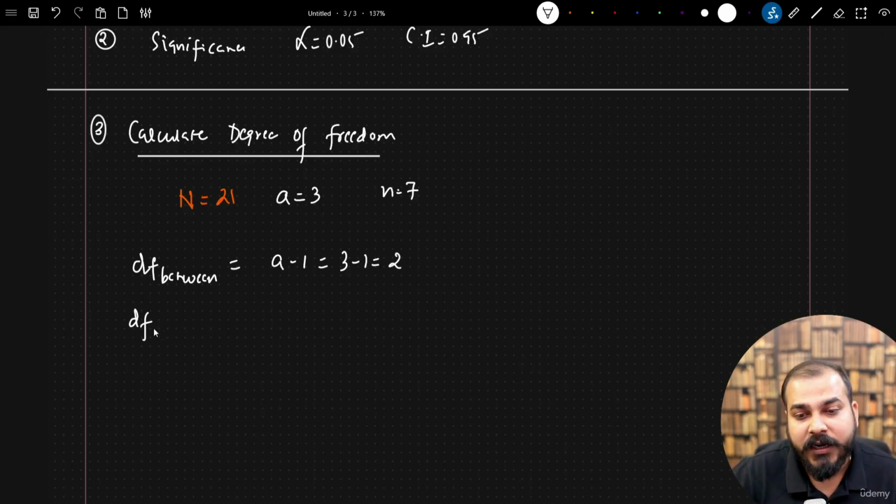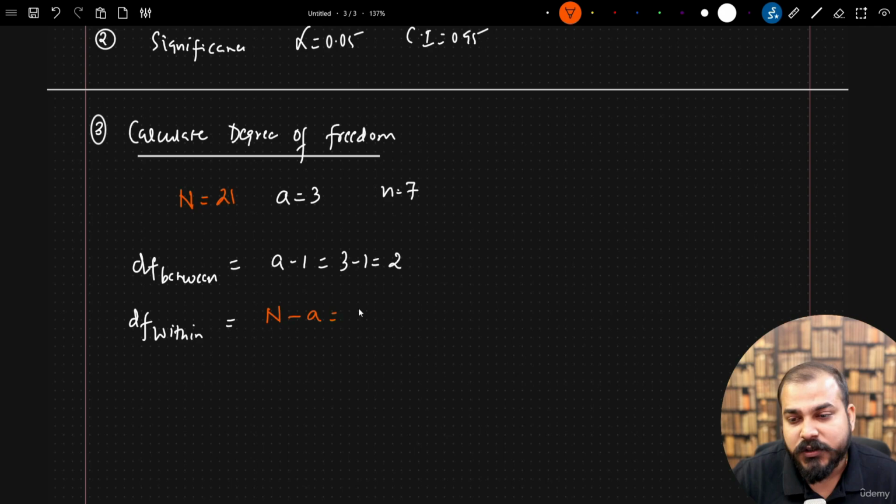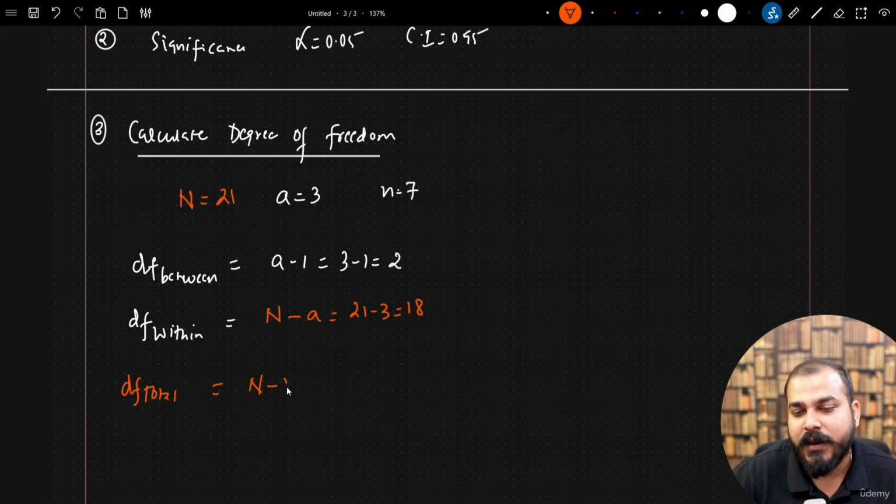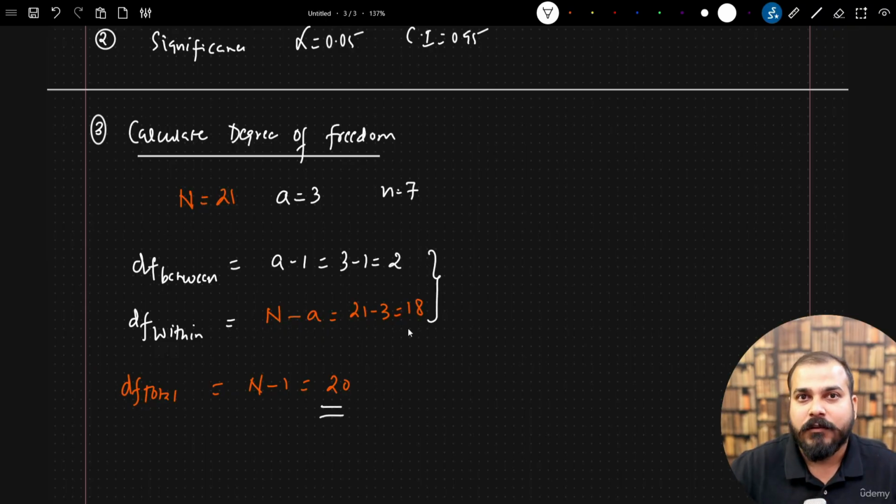And then we'll calculate degree of freedom within. Degree of freedom within the sample is simple: you can use n minus a, with respect to the 3 categories. So this will be 21 minus 3, which is 18. And then finally you have degree of freedom total, which is very simple, n minus 1, which is 20. Usually we use this degree of freedom total, and I'm getting the value 20. If I combine both, 2 plus 18, it is 20, right?